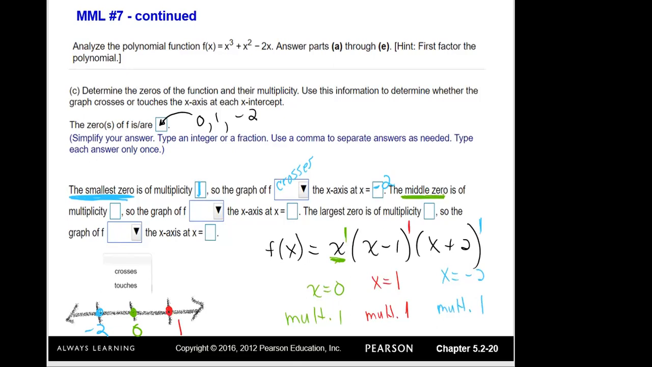The middle 0 has a multiplicity of 1. So the graph crosses at x is equal to 0. And then the largest 0 is also a multiplicity of 1. So the graph crosses at x is equal to 1. Okay, y'all got that?